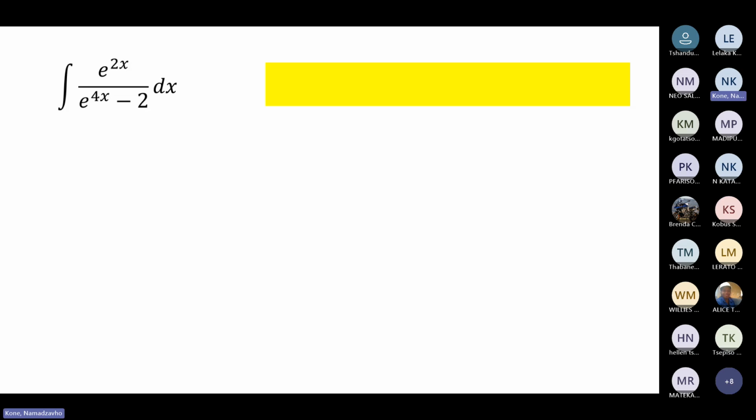30 seconds left. So my answer is -1 over square root 2 arc coth e to the power 2x over square root 2 plus c. Is it arc-cot or arc-coth? Arc-coth, with an H. Yes, sir. 100%. No, not 100%. That is correct. I have got the answer now.